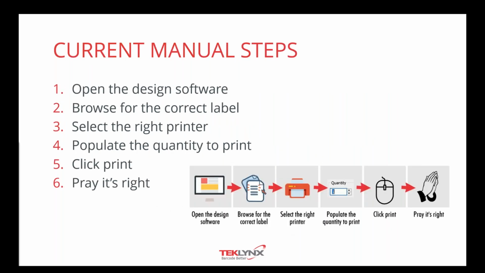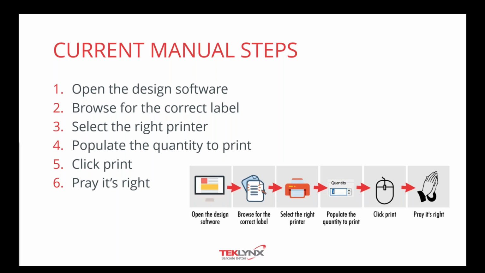What would Sentinel be replacing? As far as manual steps, a pretty common process from what we see on our side is a user gets a request that, hey, we need to print this label. So they would go to a separate design software, open it up, browse for the right label that they actually need to print, select the printer that it needs to go to, whether it's out on the warehousing floor, the production floor, wherever that might be, populate the quantity of labels that they need to print, actually click print, and then finally pray that it's right. So the file open print pray method, quote unquote, that we kind of refer to here.